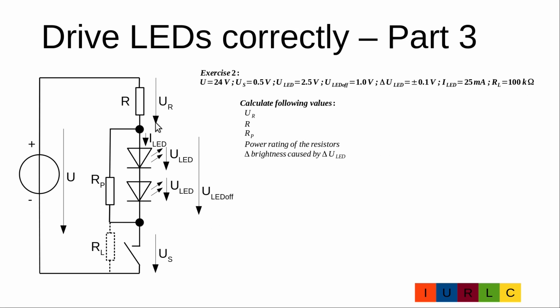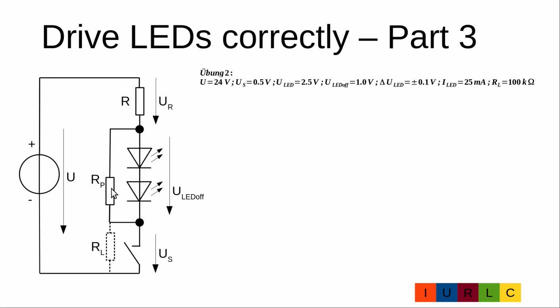Calculate the voltage drop UR, the resistance R, the resistance RP, the power dissipation of the two resistors, and the brightness tolerance caused by the forward voltage tolerance. Press the pause button and do the math yourself.